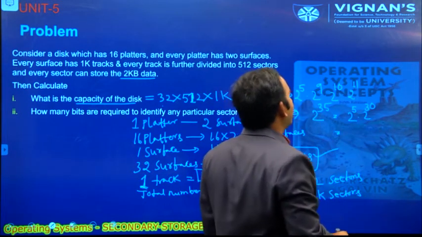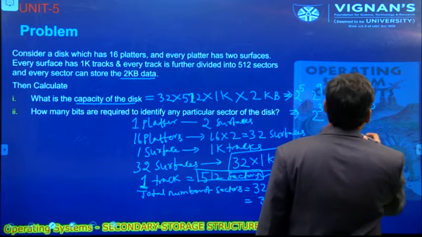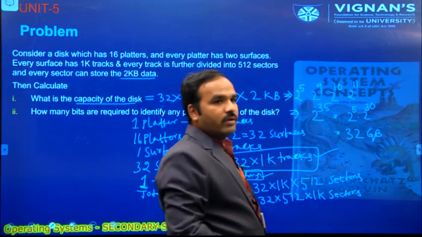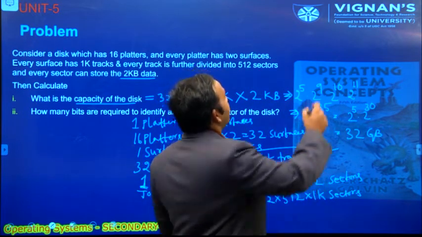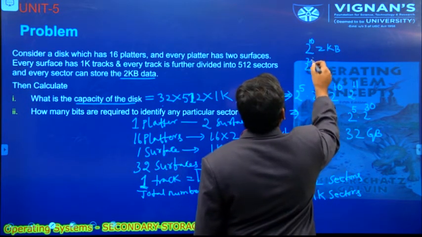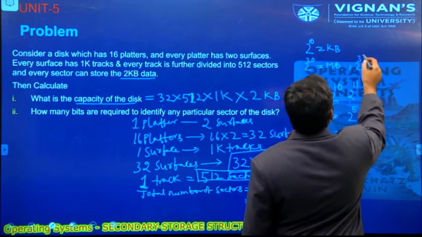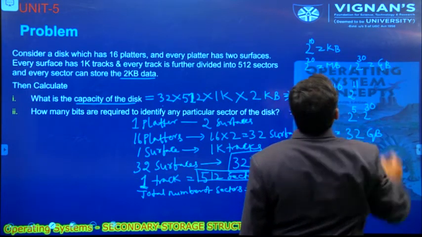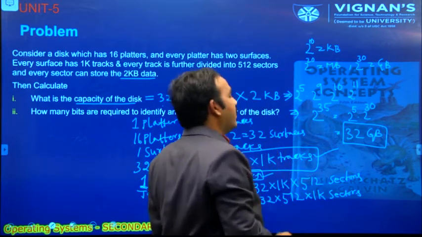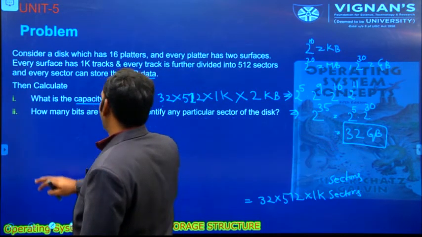So you know what 2 power 30 is? 2 power 30 means GB. This is 32 GB. So 2 to the power of 10 is KB, 2 to the power of 20 is MB, and 2 to the power of 30 is GB. So finally, what is the capacity of this? Capacity is 32 GB. So this is the solution of the first problem.